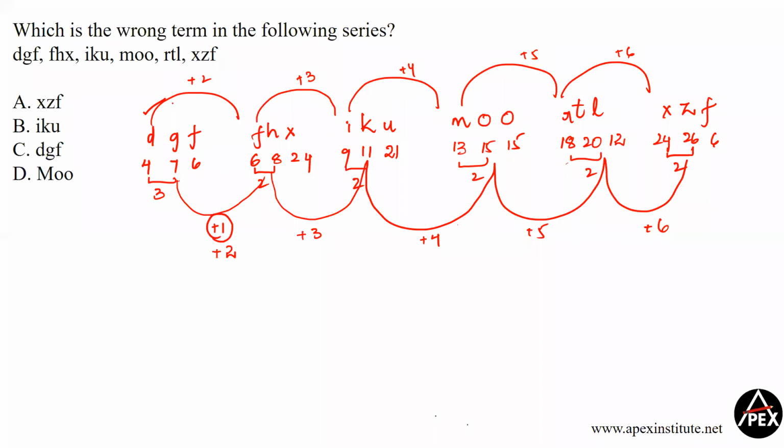So instead, in the place of G, if we had F, then we would have been getting plus 2 here. Then I can say that the logic is consistent. Since this logic is inconsistent with the first term DGF, I can say that DGF is the wrong term in this series. Clear? DGF. Clear, guys? Any doubts? Quick responses. Okay. Now, no doubts. Okay, moving ahead.